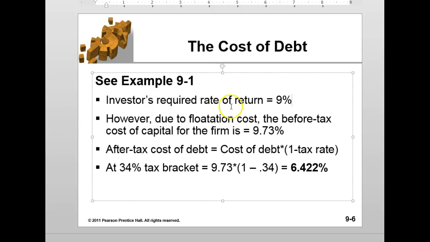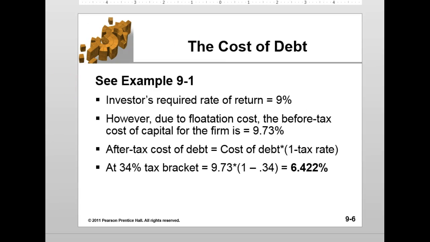So you can see you've got to take, number one, the consideration of flotation cost, which is going to raise that cost. But on the other hand, when you look at the tax rate and the return we get back from the interest expense, it lowers it. So you have to do those two separately. That is how you would look at debt.